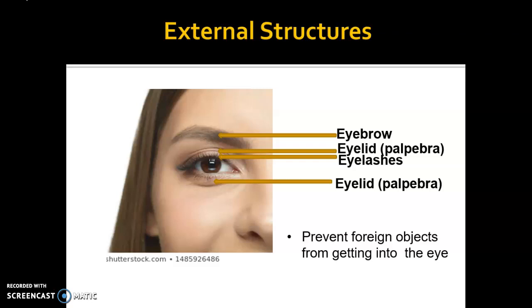The eye is a super delicate structure, very, very delicate. And the eyeball is protected by structures like the eyebrows, eyelids, and eyelashes. The fancy term for eyelid is palpebra, singular, plural palpebrae. And the reason why we have these external structures is to prevent foreign objects from getting into the eye.